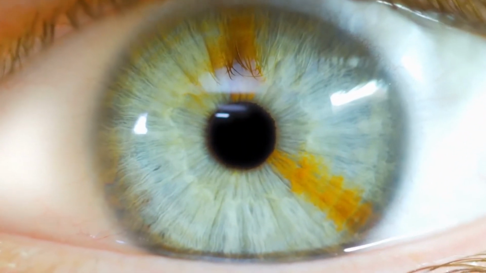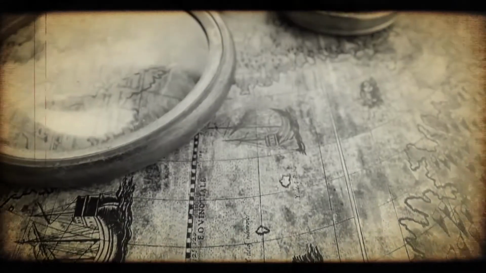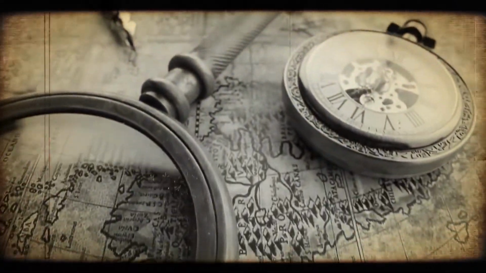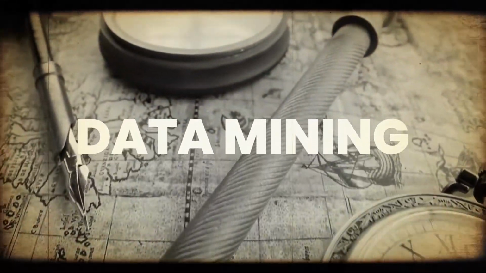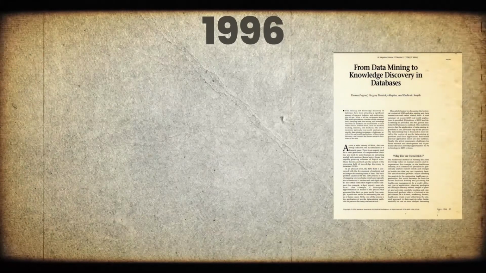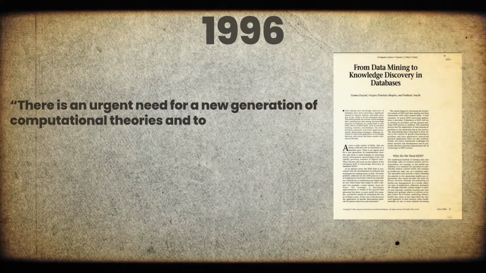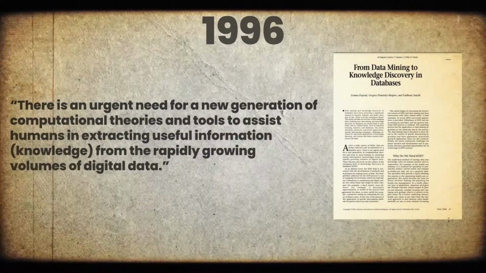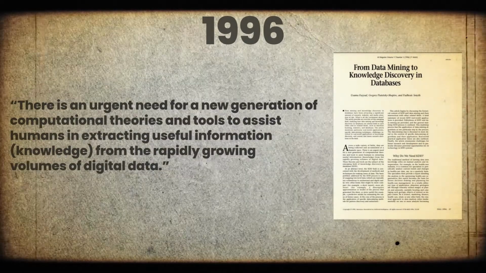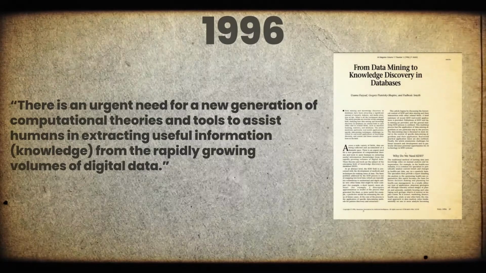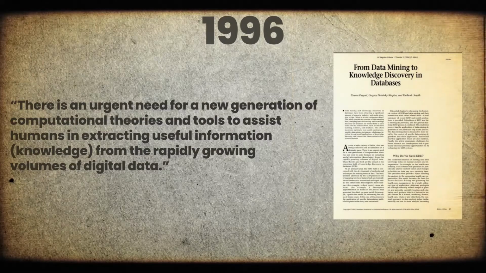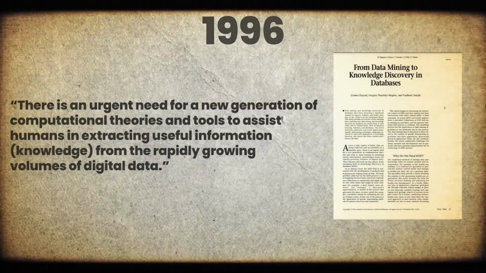Let's briefly talk about the history of data science as well. It's kind of interesting that before the term data science ever existed, there was a term called data mining. A publication in 1996 known as From Data Mining to Knowledge Discovery in Databases emphasized that there is an urgent need for a new generation of computational theories and tools to assist humans in extracting useful information from rapidly growing volumes of digital data. Wow, it kind of blows our minds that people were talking about data science back in 1996.